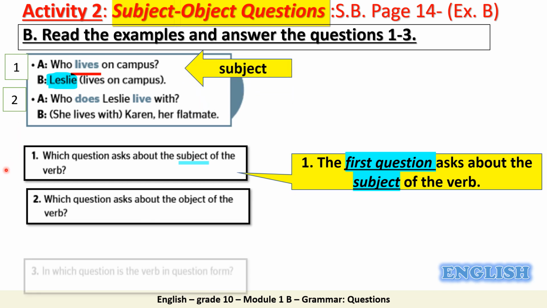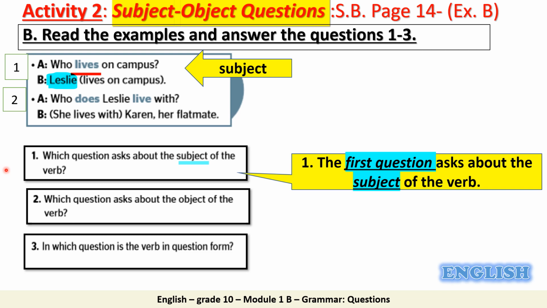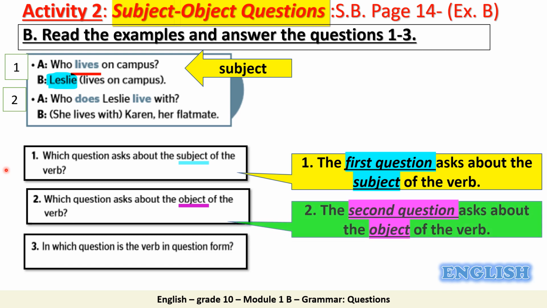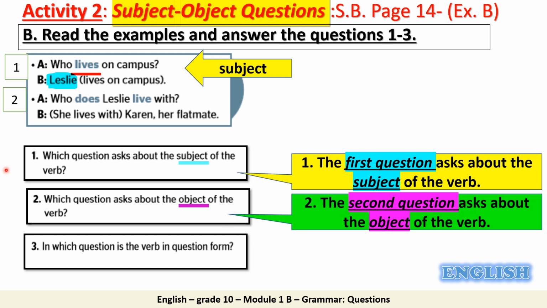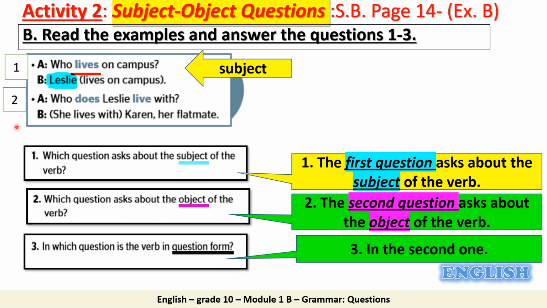Read questions 2 and 3, answer them, and come back for discussion. Which question asks about the object of the verb? Question 2. In which question is the verb in question form? The second one. Let's take a closer look. A. Who does Leslie live with? As you notice, this is my verb in question form. B answers Karen, which is the object.